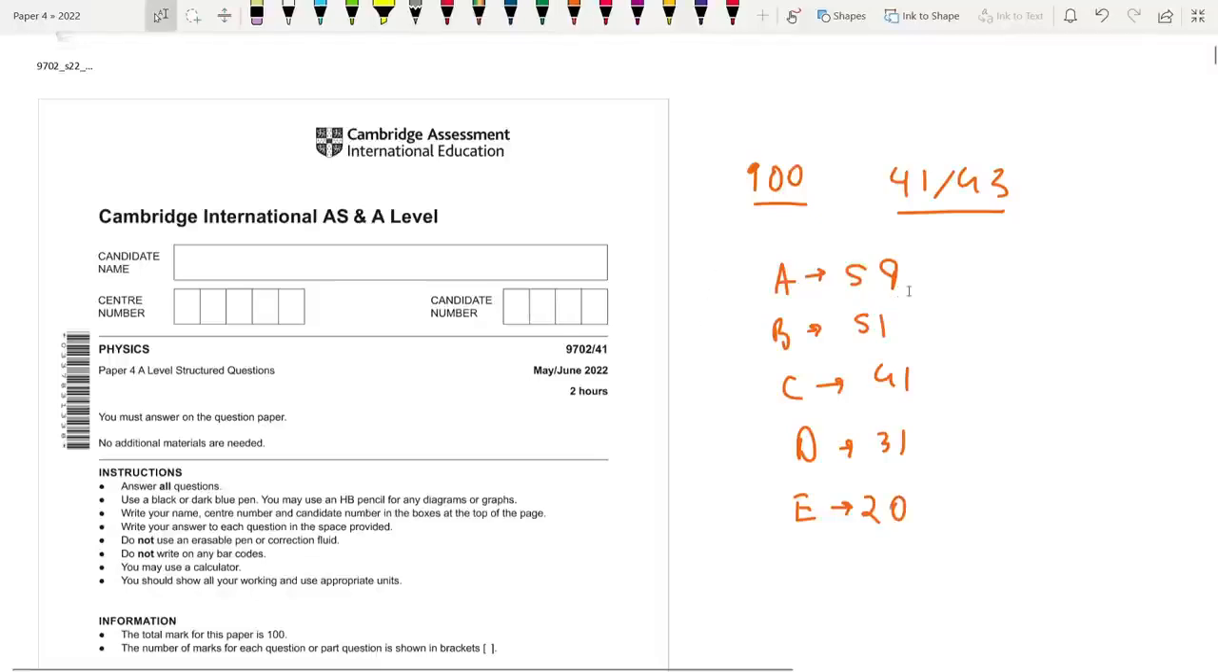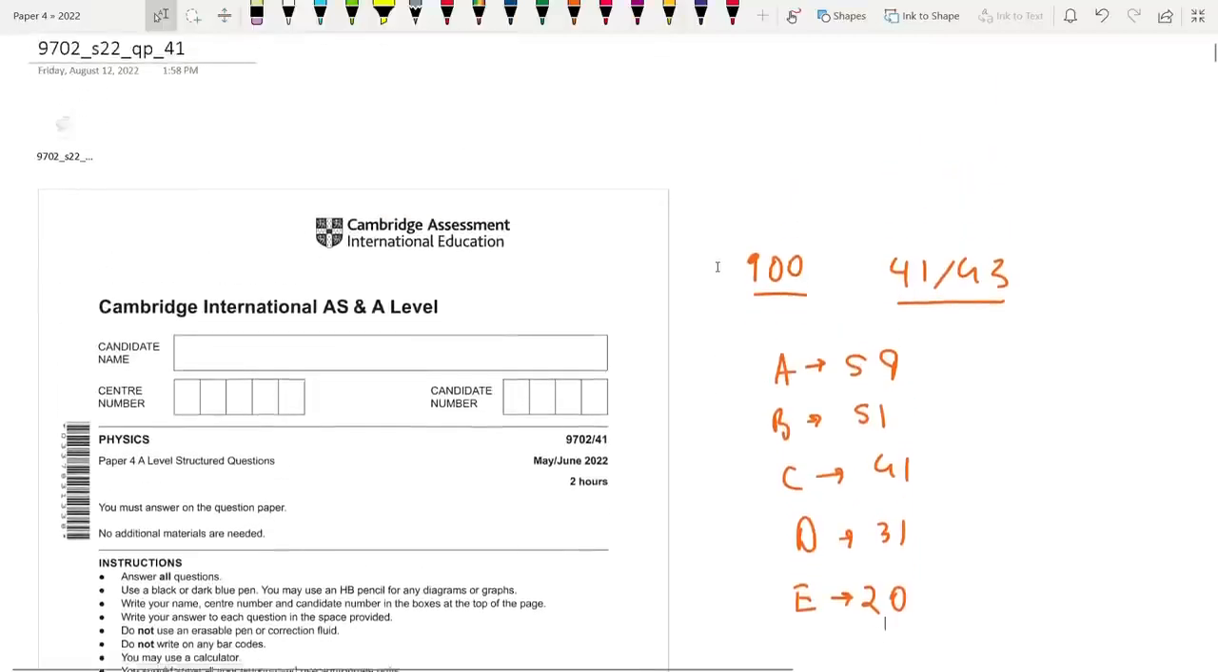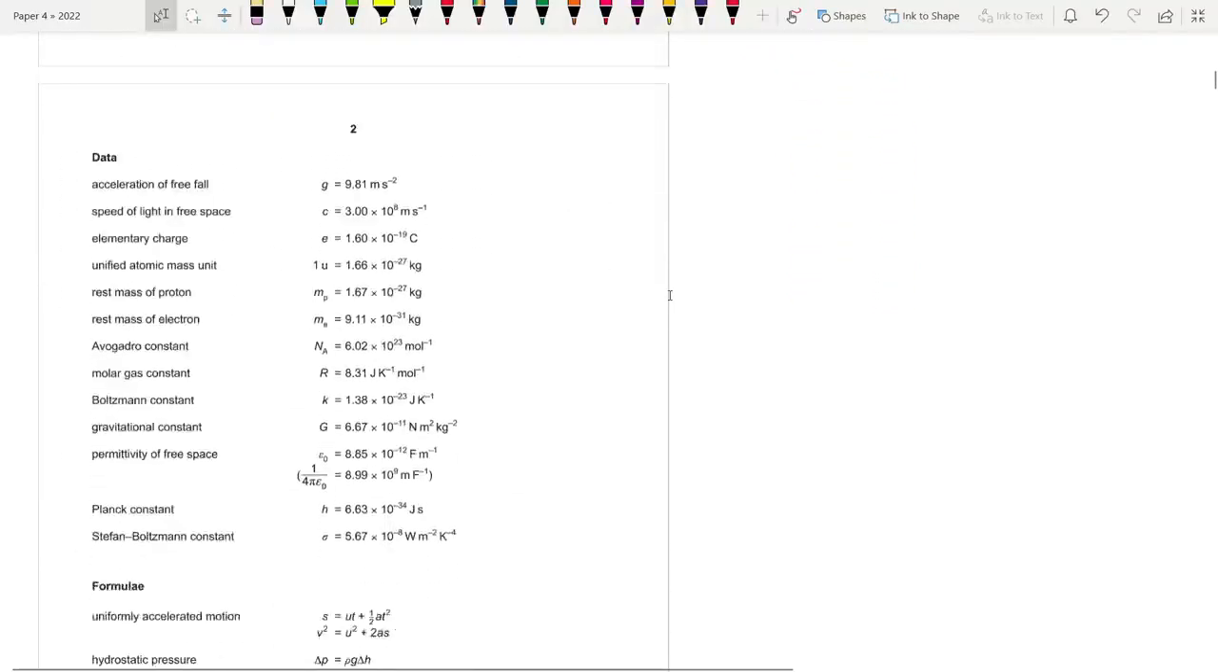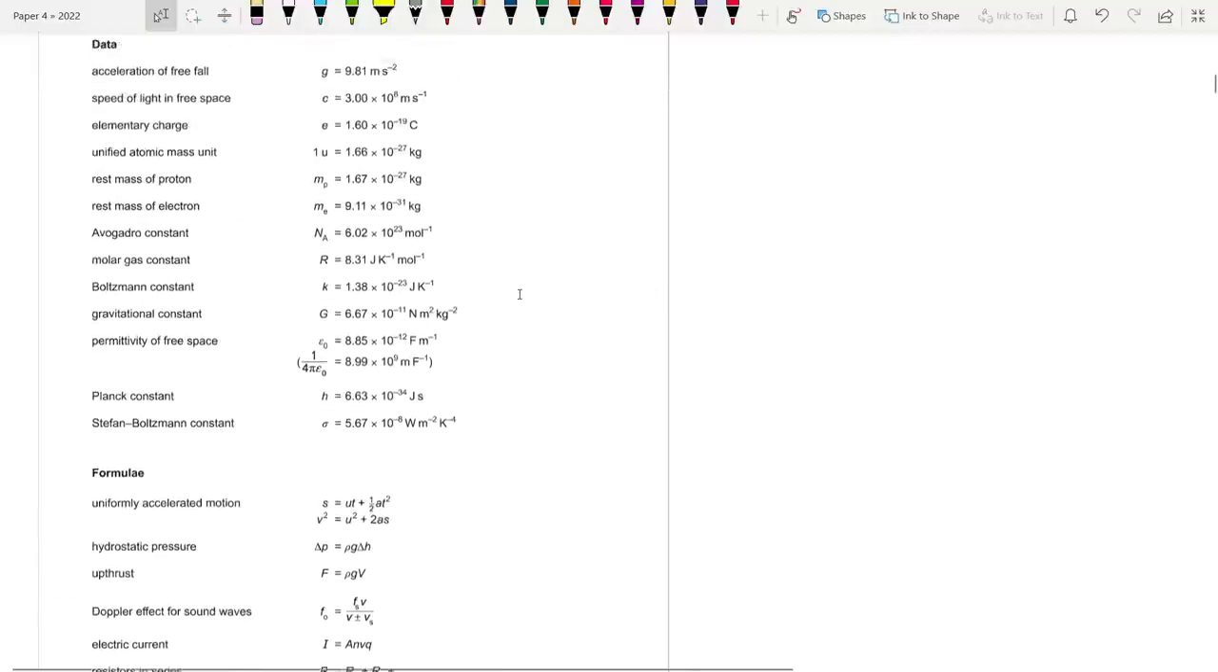So A star would probably be at around 75. 75-ish. 75, 70 to 80, in that range. Not exactly sure where. Let's begin. This is the new formula sheet.